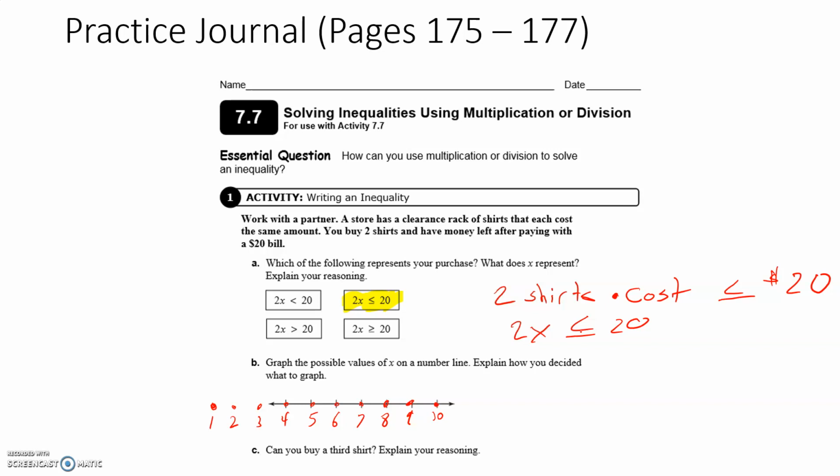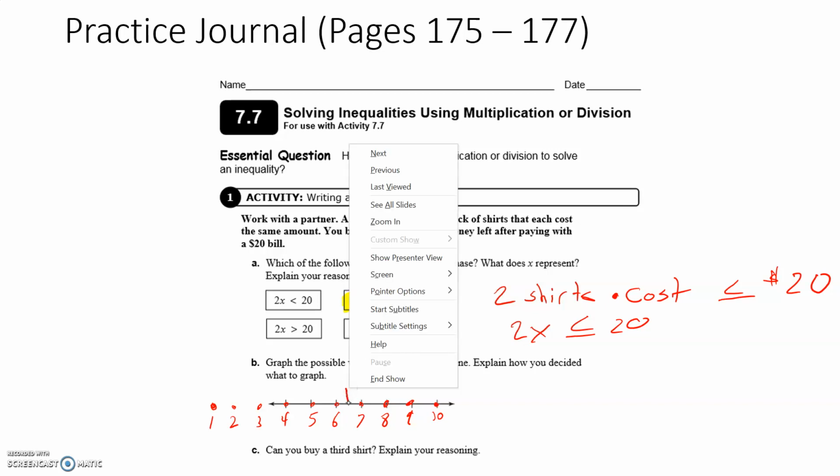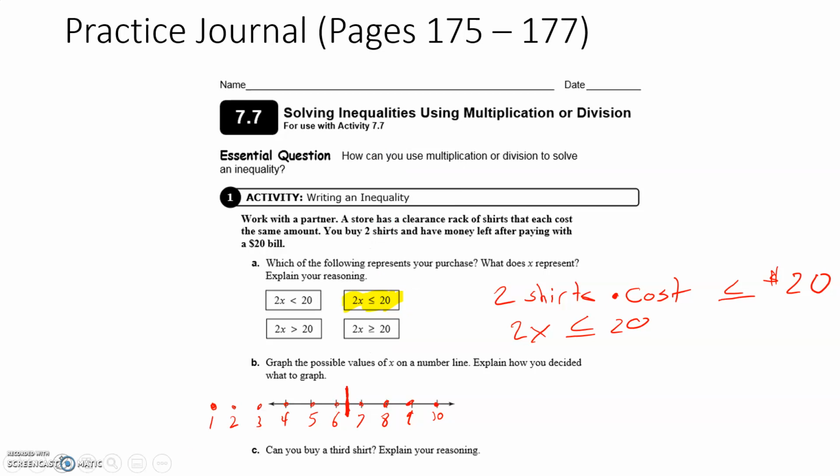And C, can you buy a third shirt? Explain your reasoning. I would say this is kind of a tricky question, but yes, it just depends on how much the shirts cost. So I would say anything below $6, and we're assuming that the shirts are even whole dollars, though it could be decimals.